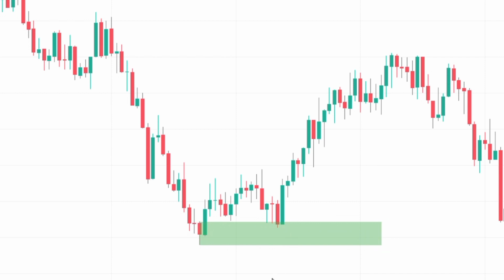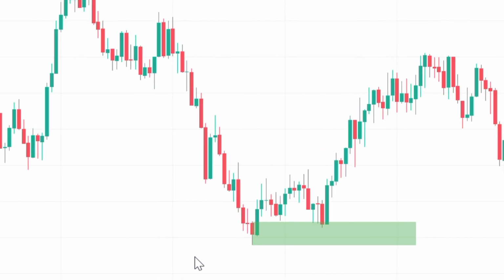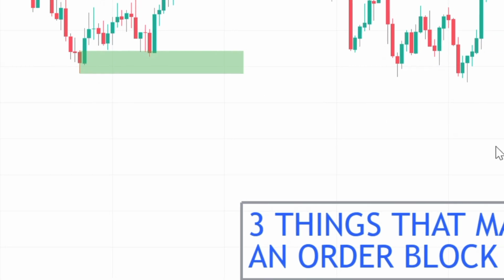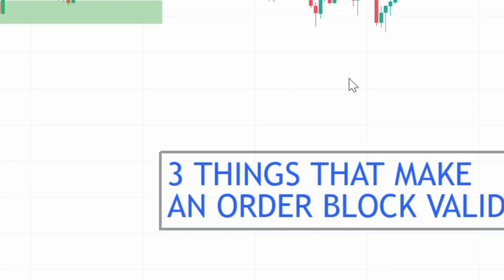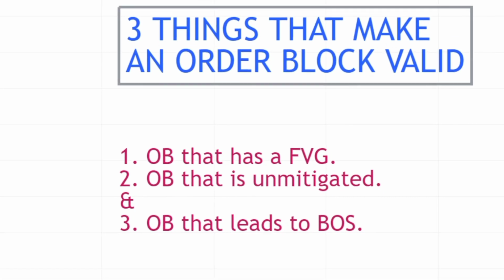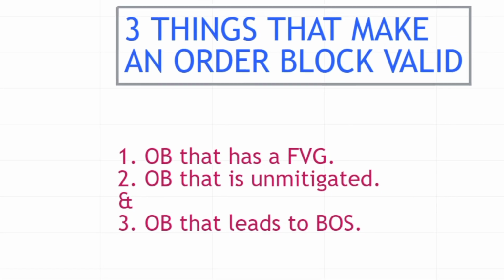And now, what is the big idea over marking out your order blocks? Now, I would love to tell you how to identify a valid order block. A valid order block. And there are three things that make an order block valid.